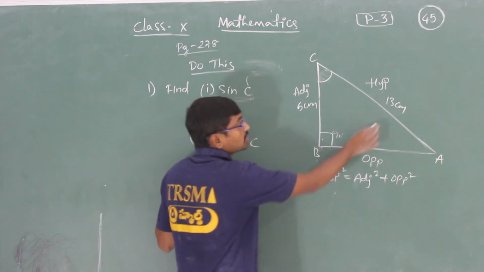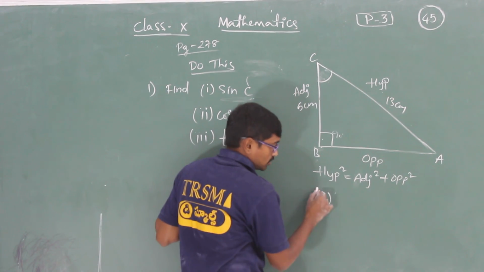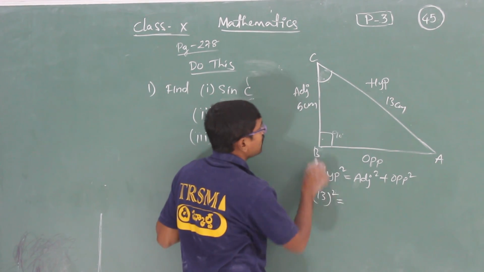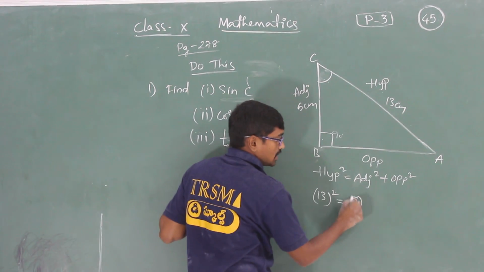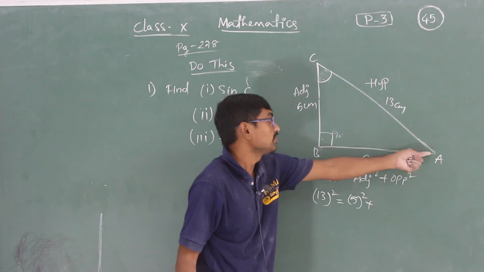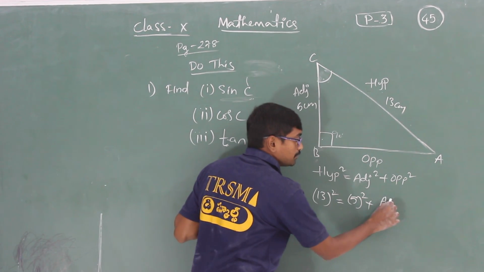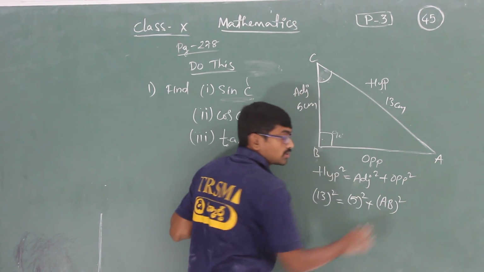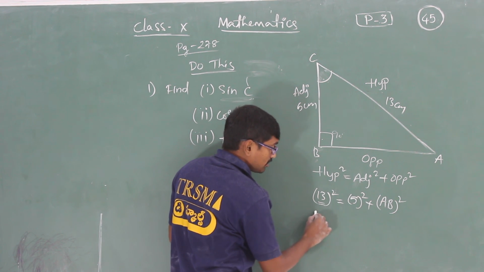Okay, so what is hypotenuse side here? 13. So 13 square is equals to, what do we have adjacent here? 5 square plus, do we know opposite side here? We don't know. So we are taking this as AB whole square. Okay, so 13 square we will be getting 160.